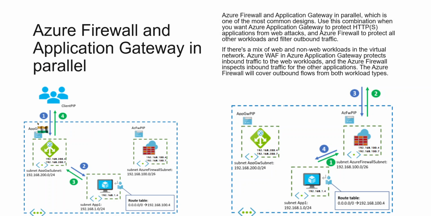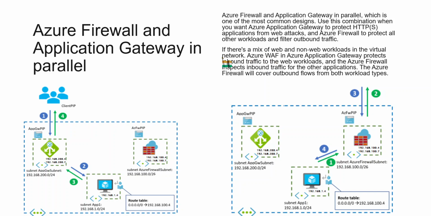So this is a scenario wherein there is a mixed scenario. You can see the Azure firewall, and here you can see the application gateway with WAF. So the Azure firewall and the application gateway are in parallel, which is a common design. As I informed earlier, it will protect the HTTPS application from web attacks, and Azure firewall will protect all other workloads, that it will filter the outbound traffic.